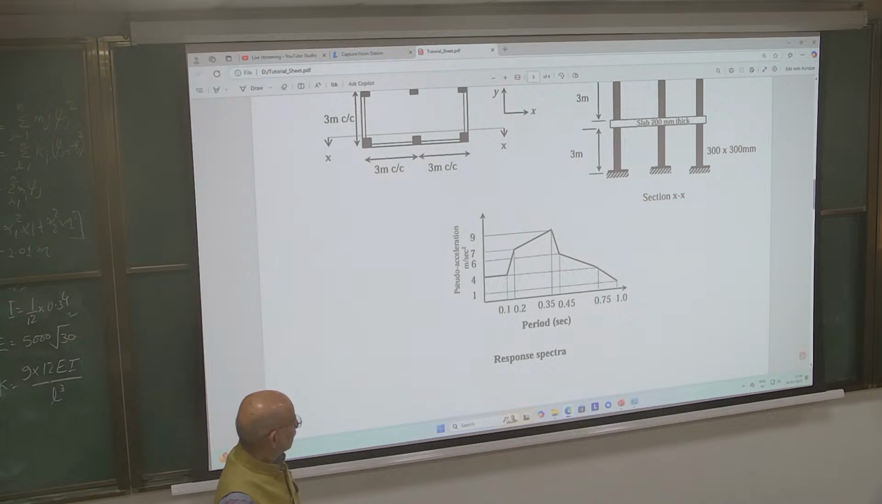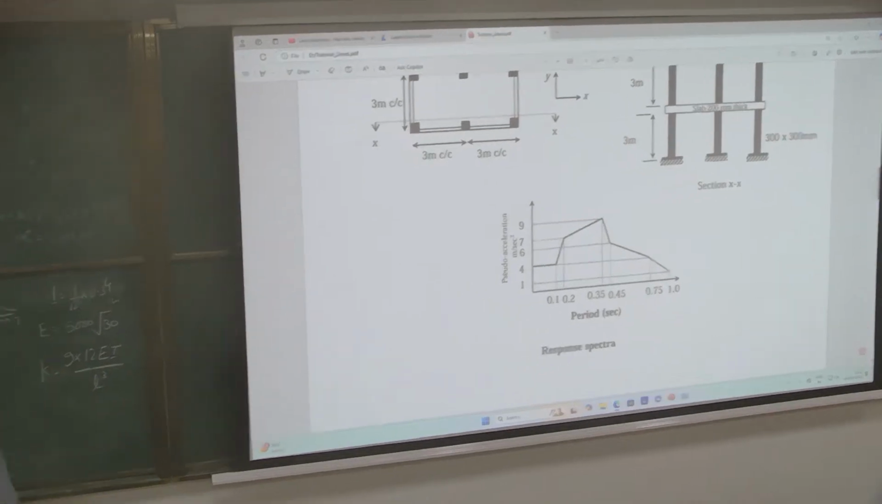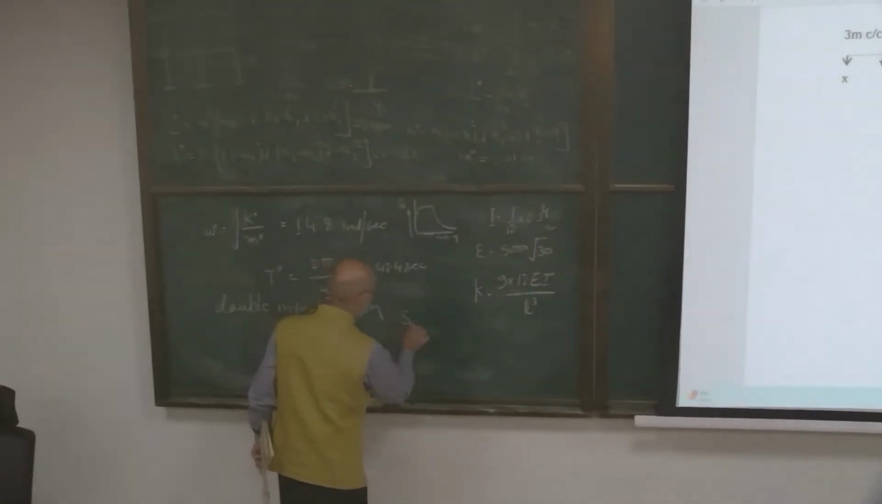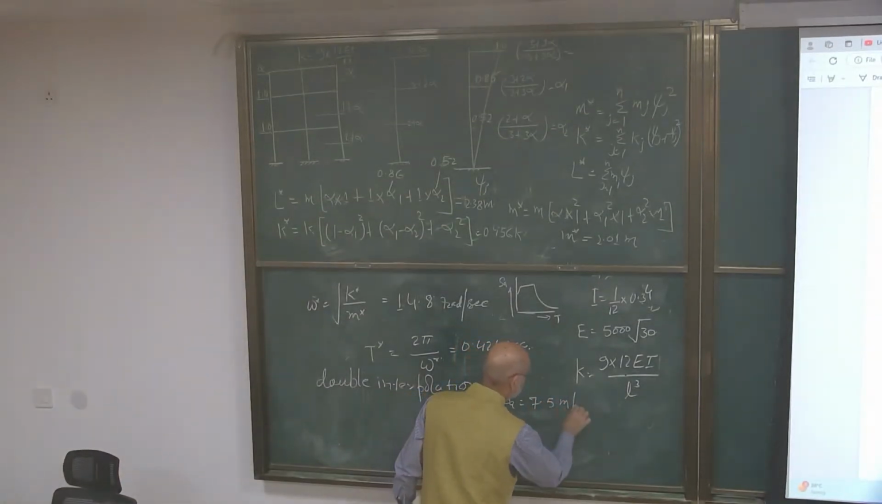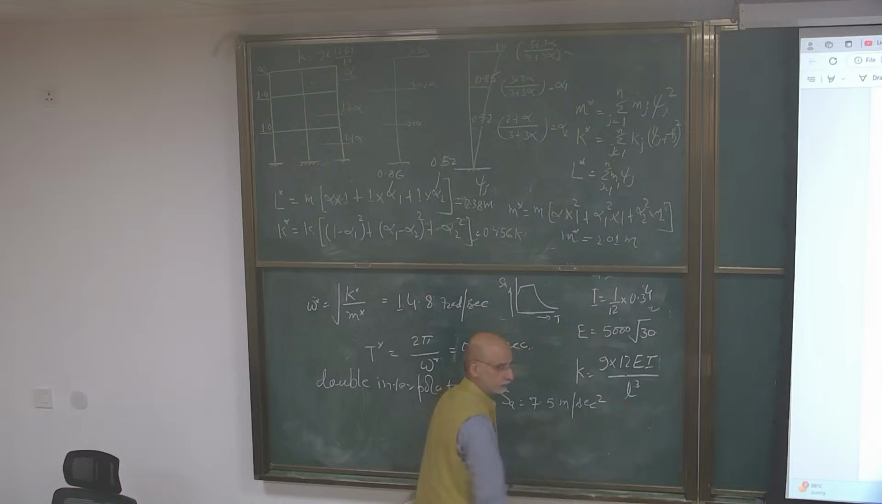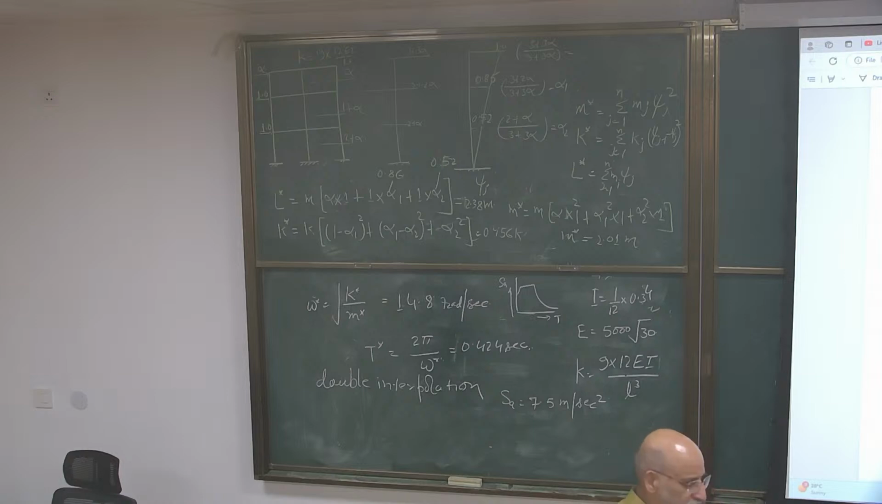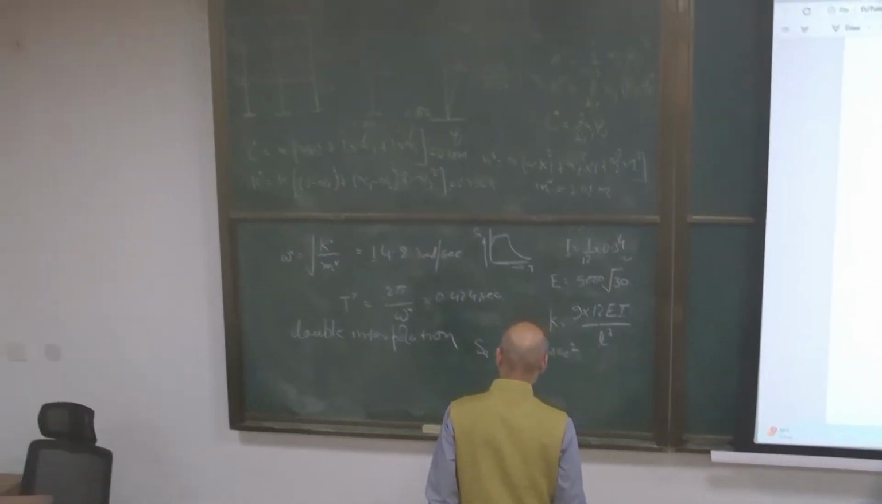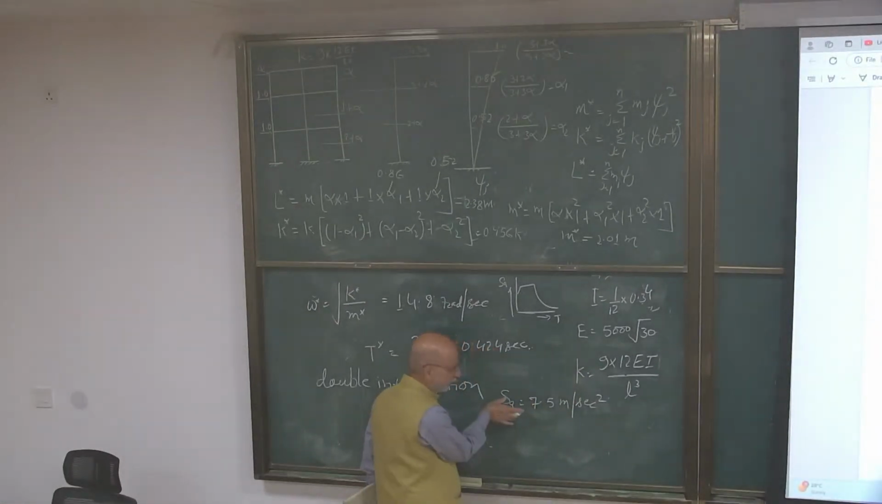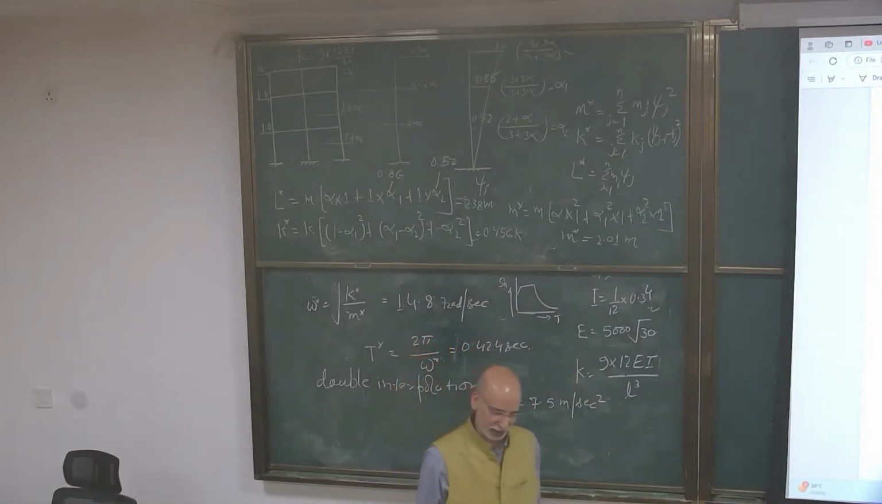You should get around, say, 7, something like that. 7.5. So your pseudo oscillation is 7.5 meters. Now, as Professor Datta is saying, there is a relationship between the oscillation and the displacement.